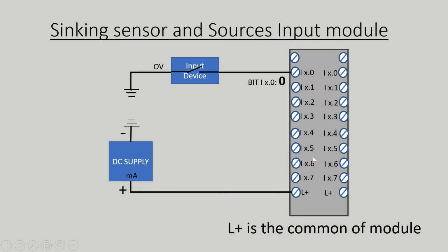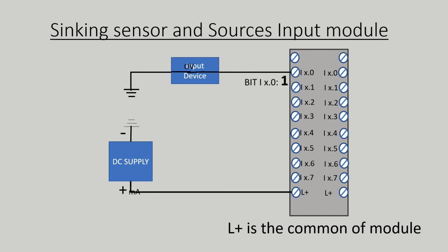Let's see another example. Here the input module is connected to L+. L+ means 24 volt supply, and this input device is connected from the 0 volt of the DC supply and connected to IX.0. When this input device is switched on, current flows from the input module to the input device to ground.